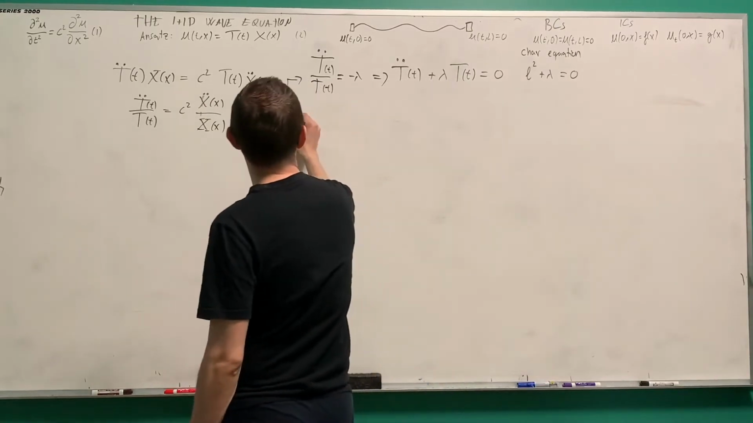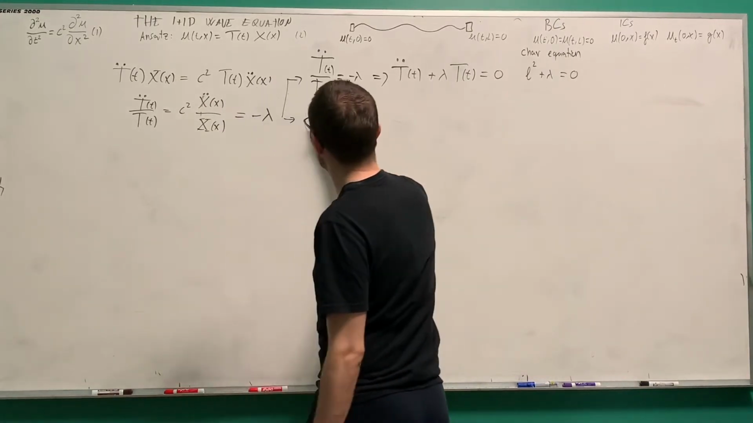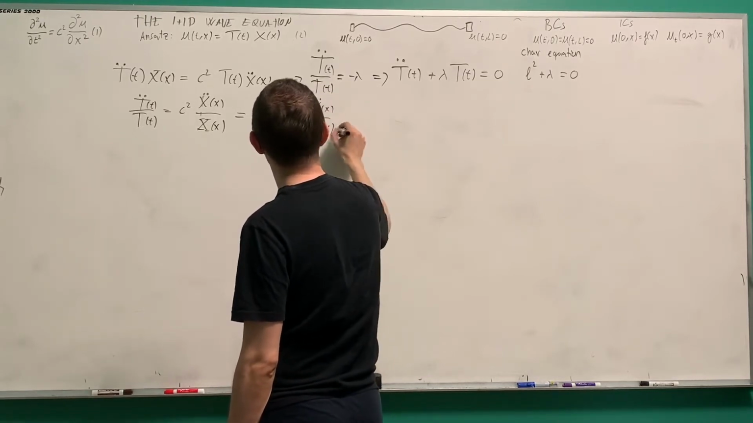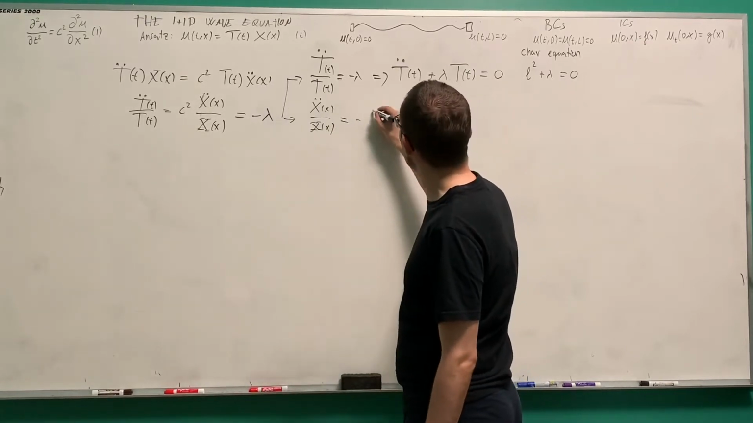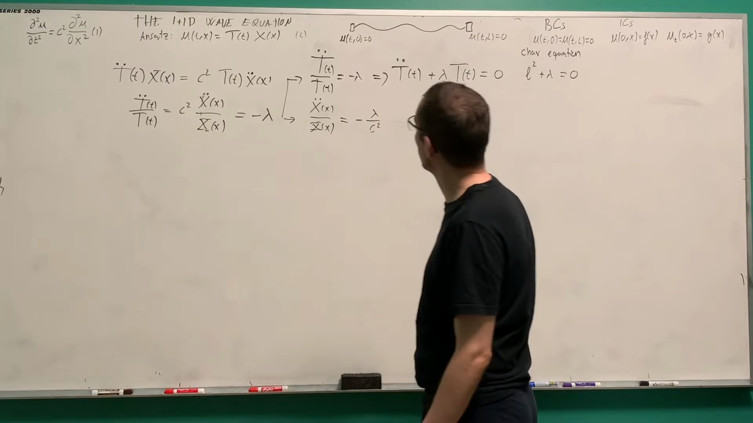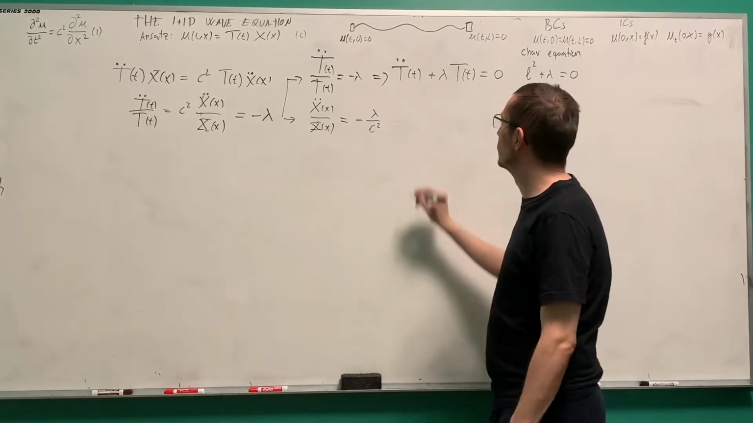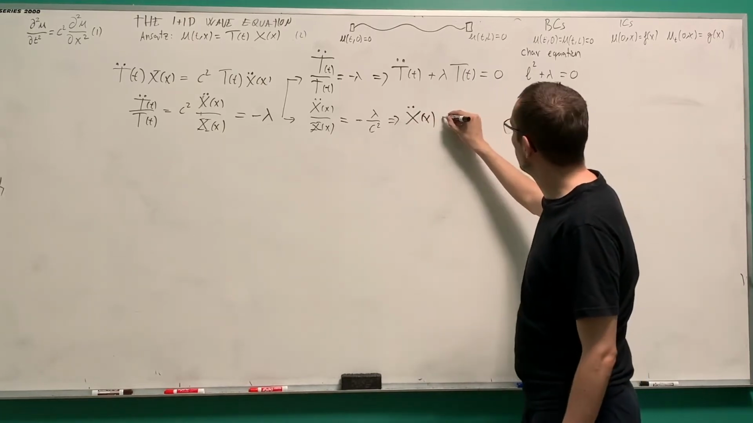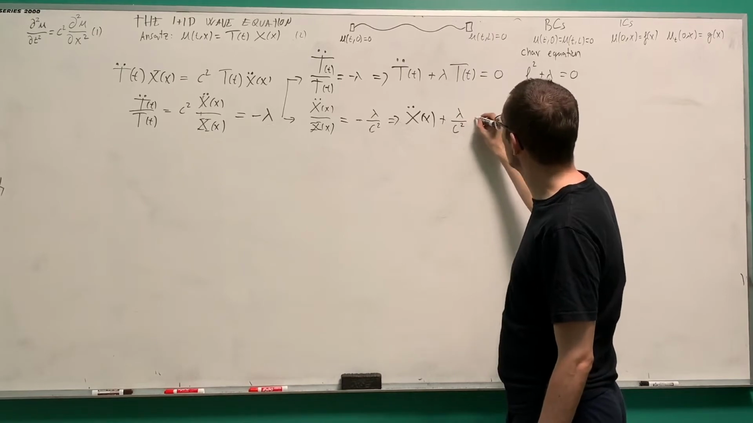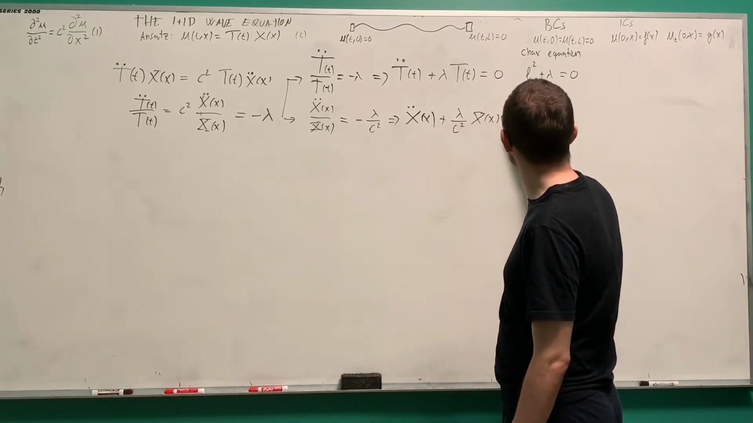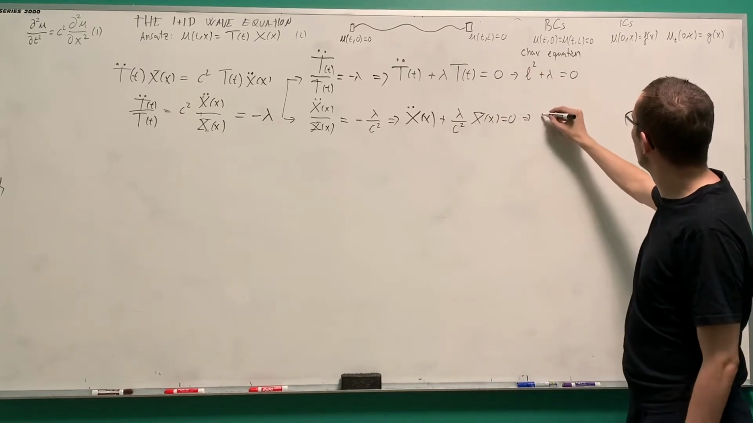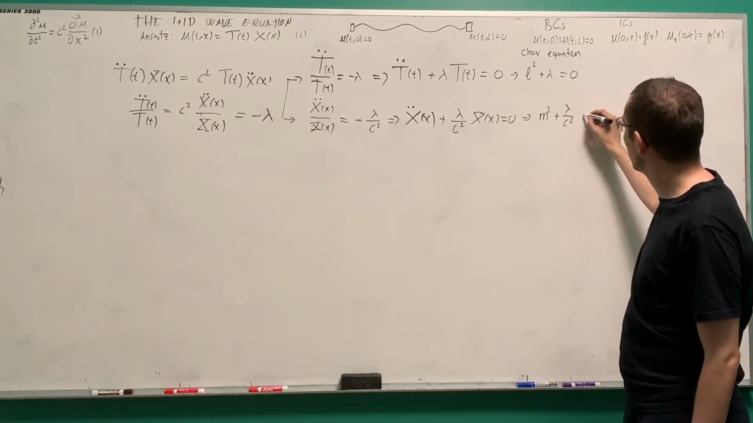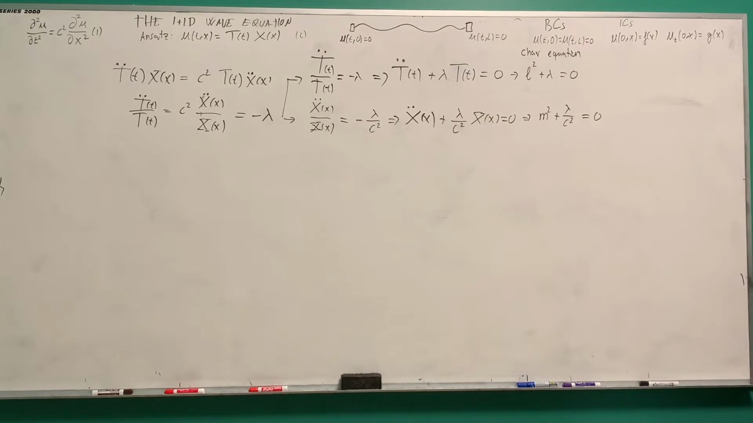And what do we have on this side? On this side, we have, let's write it like that, X double dot of x divided by X, it's equal to minus lambda over c squared. Okay? Let's put the c squared there. So what does that mean? Well, that means that I get the equation X double dot of x plus lambda divided by c squared X of x equals 0. So in this case, the characteristic equation would be m squared plus lambda divided by c squared equals 0. That's to find the roots of the characteristic polynomial.